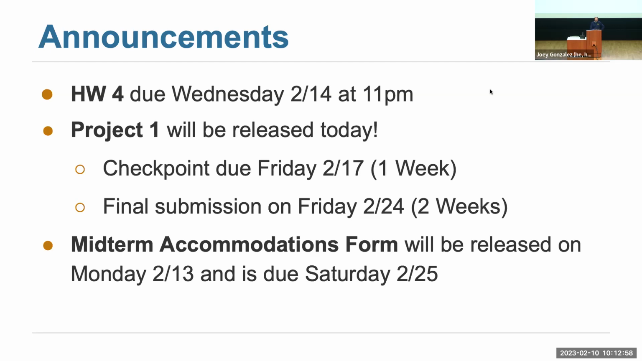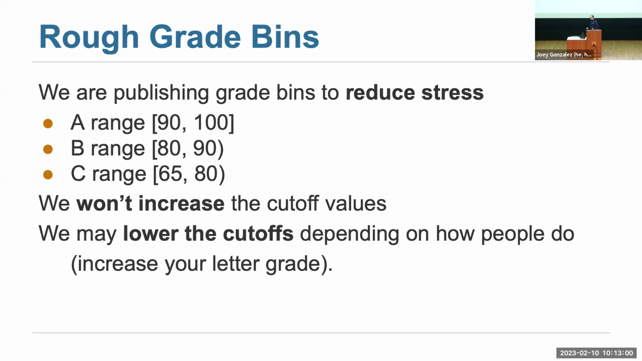Okay, other exciting news. This semester, we're going to try to have rough grade bins. In other classes, we found that it really reduces stress to know what you're at least guaranteed to get. So these are the rough cutoffs. Historically, this class has generally given relatively high grades, and I believe that's because people learn the material. These are the bins that we've used historically as well. An A range is 90 and above, B range is 80 and above, C range is 65 and above.